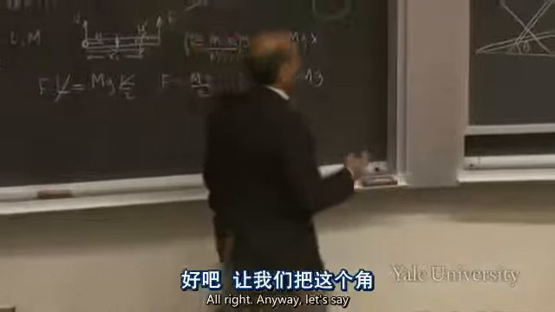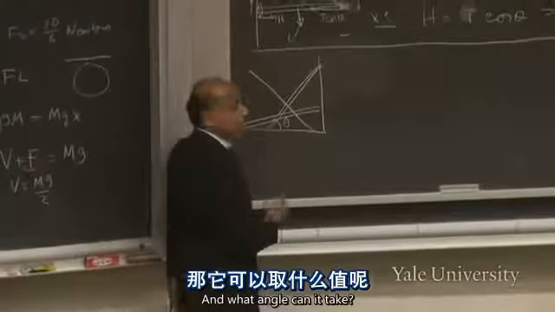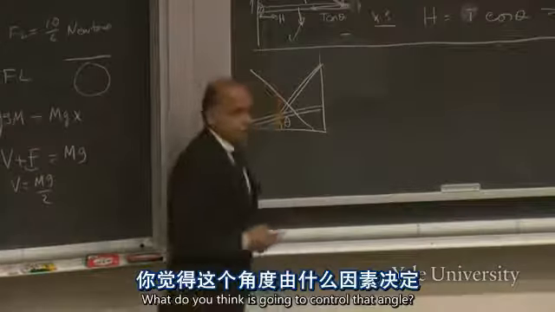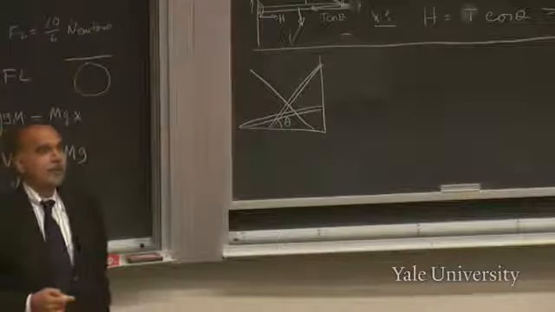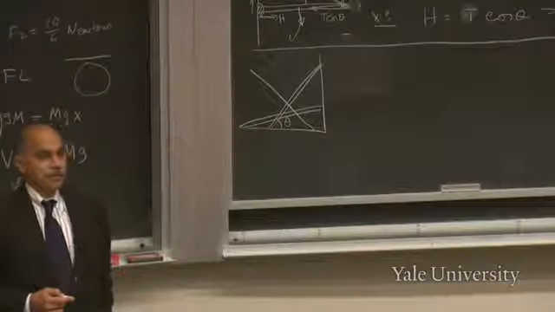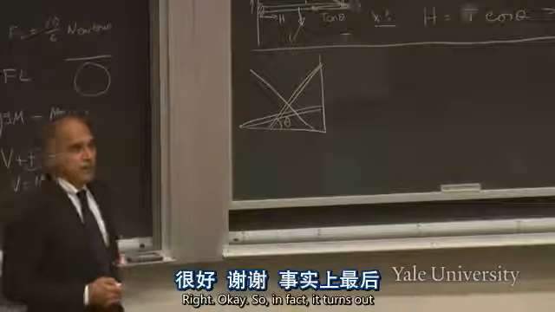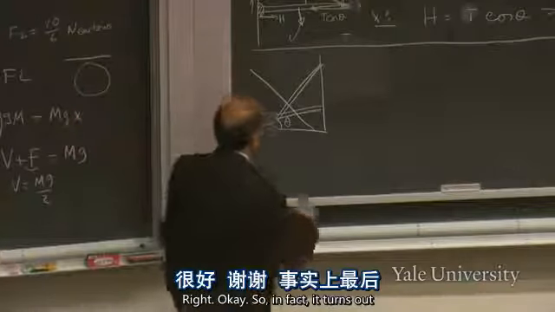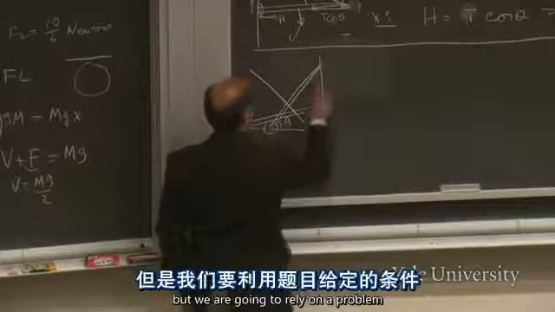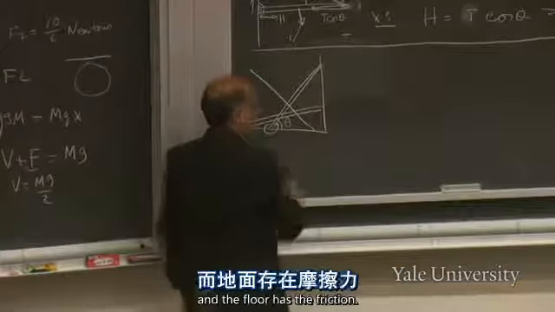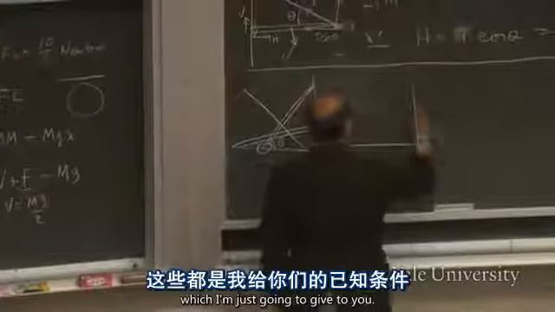All right. Anyway, let's say we are going to limit ourselves to 0 to 90, and what angle can it take? What's the minimum angle? What do you think is going to control that angle? Yep. Yes. Between the what? Right. Okay. So, in fact, it turns out even the coefficient of friction with this wall may help, but we are going to rely on a problem where the wall is frictionless and the floor has the friction. And it's got a static friction mu, which I'm just going to give to you.